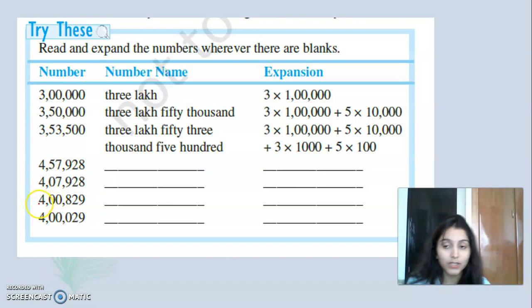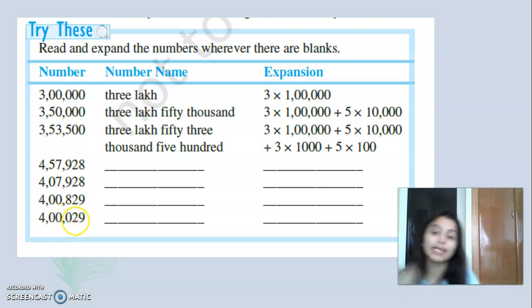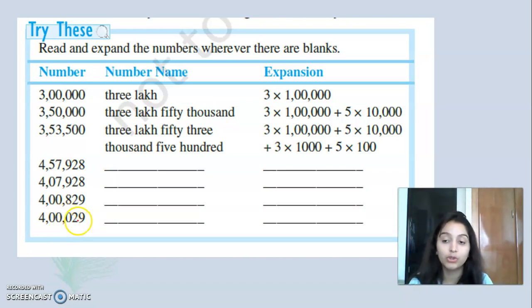And then this one also has 4 in the lakhs place, but the difference is both the 10,000s and the thousands place are 0 over here. So when you multiply 0 into 10,000 or 0 into 1,000, you will get 0. And then instead of 928, there's 829. So it's 8 into 100, 2 into 10, and 9. And over here, there is 4 lakhs, but there is 0 in the 10,000s, 0 in the thousands, and 0 in the hundreds place. So you're left with only the tens and the ones place, which have 2 and 9 in it.